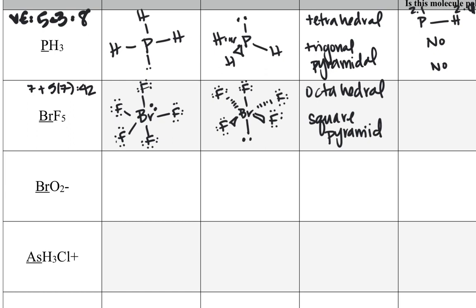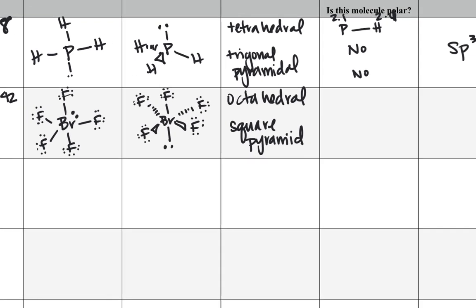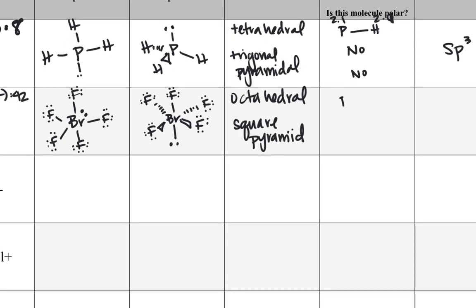And so it looks like that. So next, we're going to ask about polarity. So we have our Br-F bond. So F, fluorine, is 4.0, and bromine is 2.8. So this means that they're a difference of 1.2, which is in the polar range. So the dipole goes towards the more electronegative.